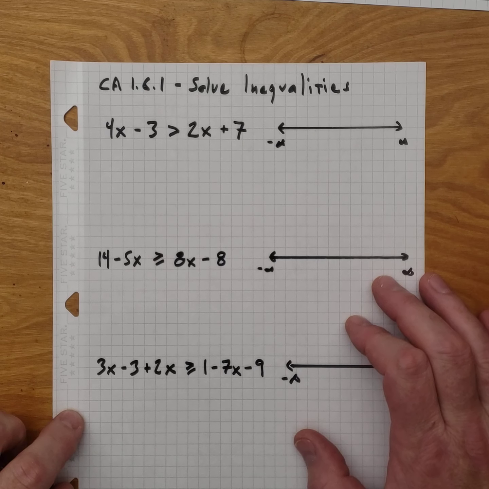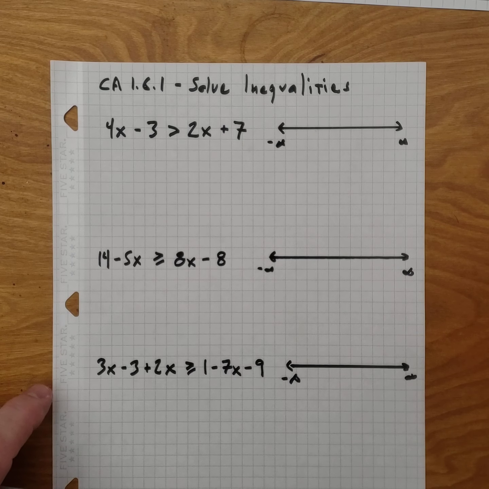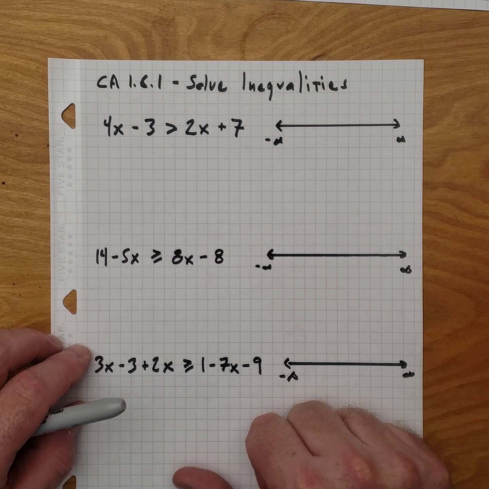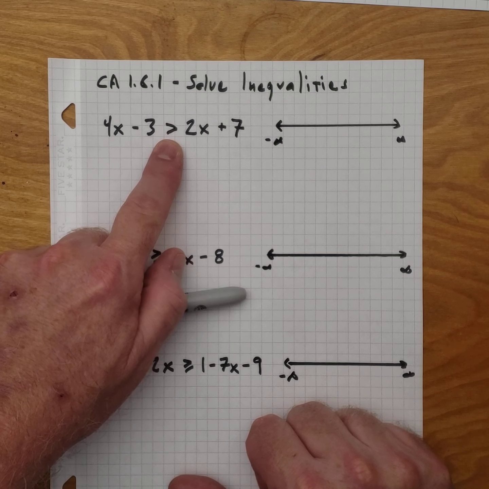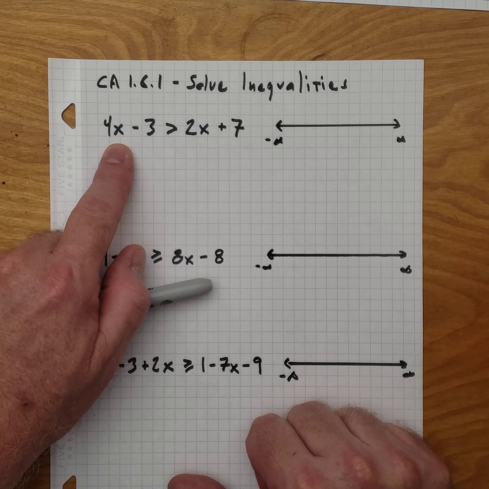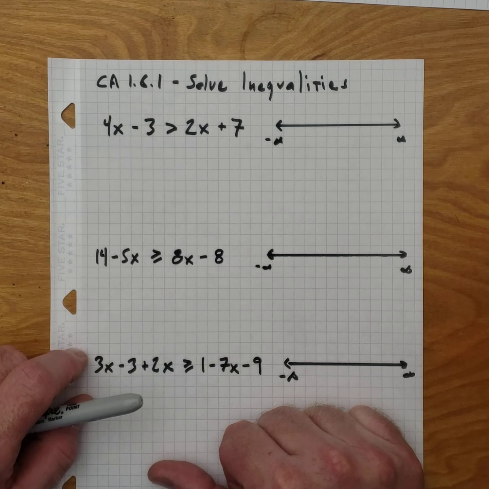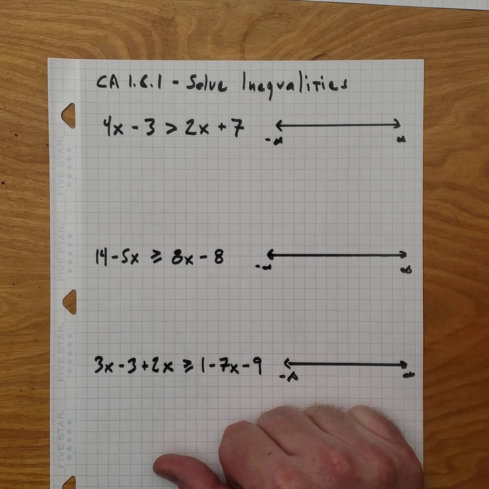Not too long ago, we looked at solving equations and didn't talk about it then, but when we find the solution to an equation, we're finding the value for the variable that will make both sides the same. That's why they're called an equation. We want both sides to be equal. Here, we don't want them to be equal. We want 4x minus 3 to be greater than 2x plus 7. And there's a lot of numbers that will accomplish that, an infinite number, in fact.